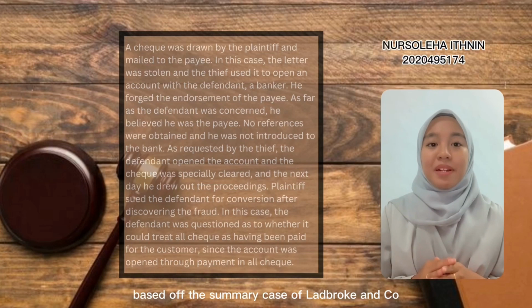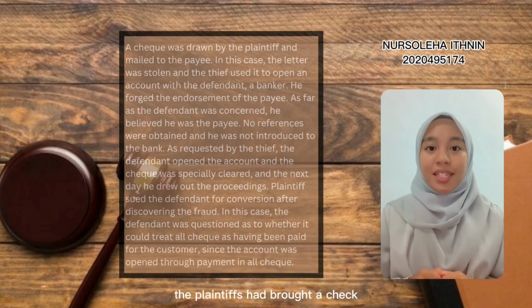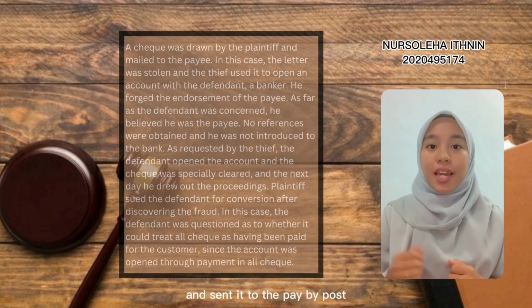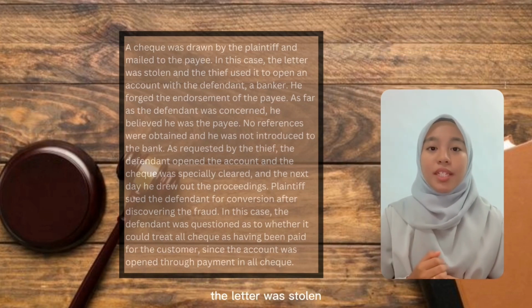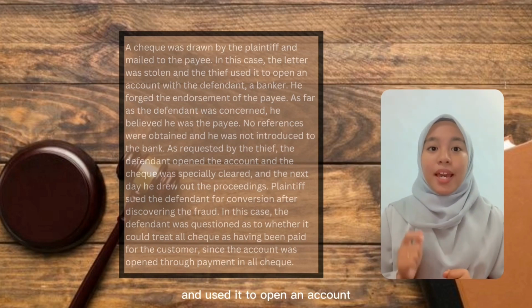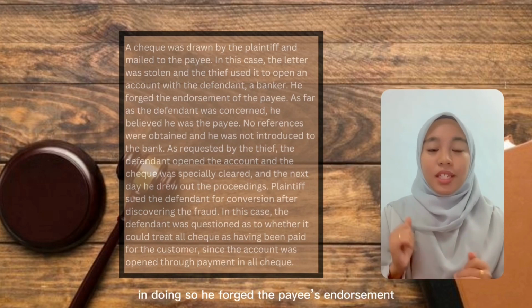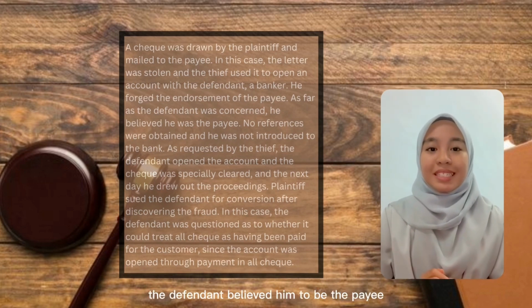Based on the summary of the case of Ladbroke and Co. versus Todd, 1914, the plaintiff had drawn a check and sent it to the payee by post. The letter was stolen and the thief took it to the defendant, a banker, and used it to open an account. In doing so, he forged the payee's endorsement.